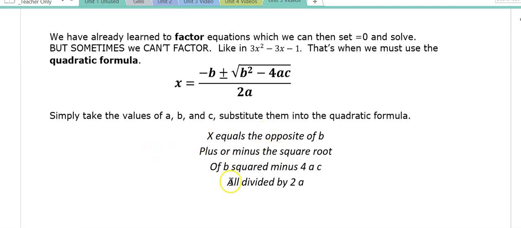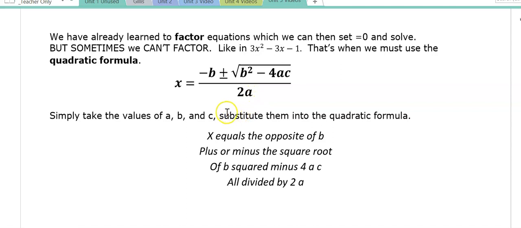Well, if you see, I have it written out right here, but it means x equals the opposite of b. A lot of people will use negative b, but I say opposite because sometimes when it's already a negative, we confuse ourselves. So it's the opposite of b. Whatever your b value is, you'll do the opposite, plus or minus the square root of b squared minus 4ac, because you're multiplying them, all divided by 2a.